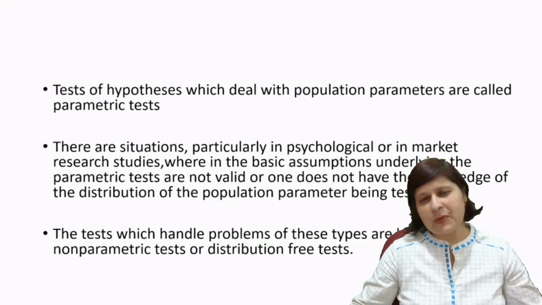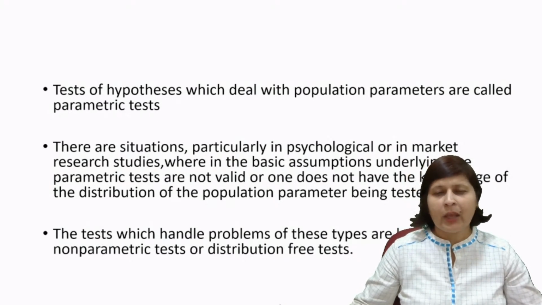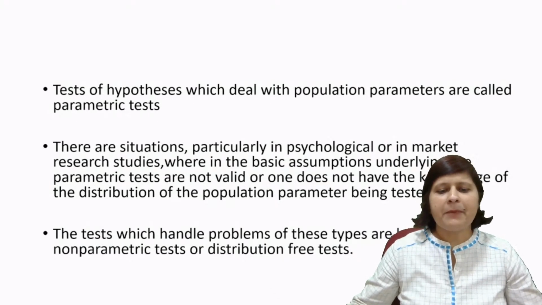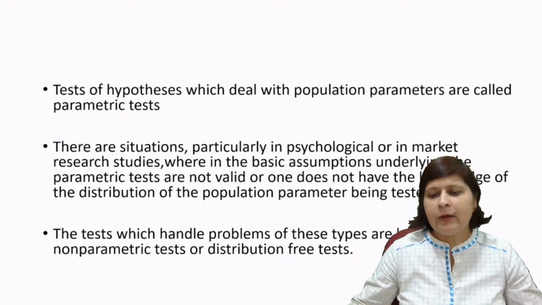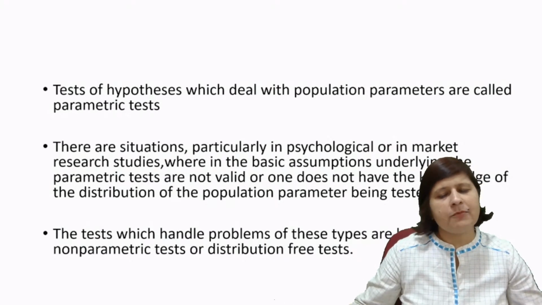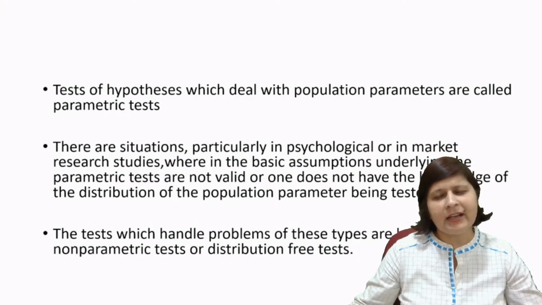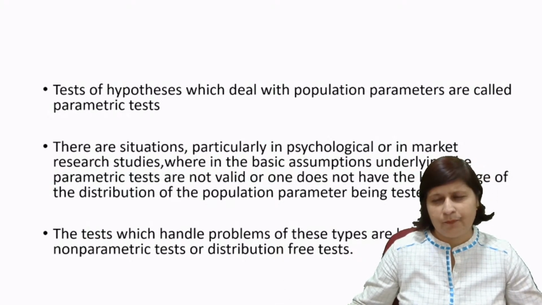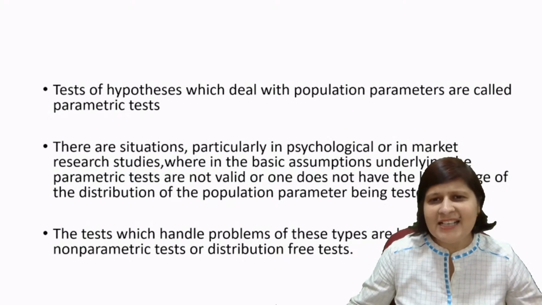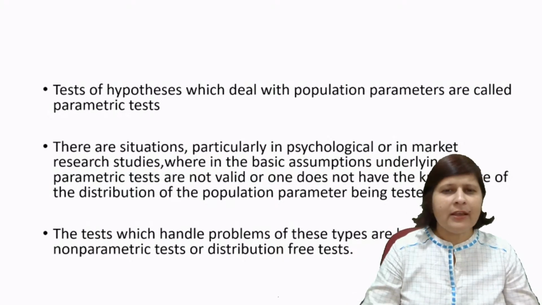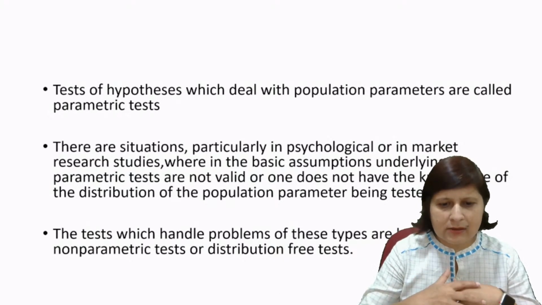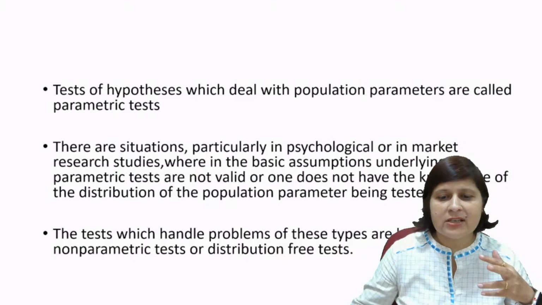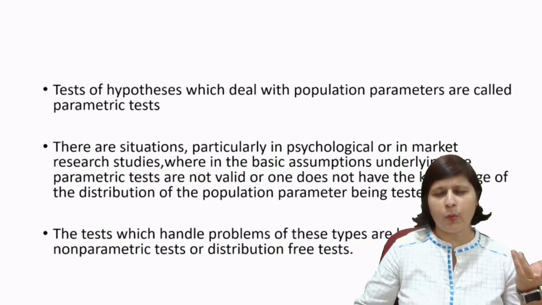But there are situations, especially psychological situations or in market research, where the basic assumptions underlying the parametric test are not valid, and one does not have knowledge of the distribution of the population parameter being tested. Then how to carry out the research? How to analyze the data when there are particular conditions when the assumptions are not valid?